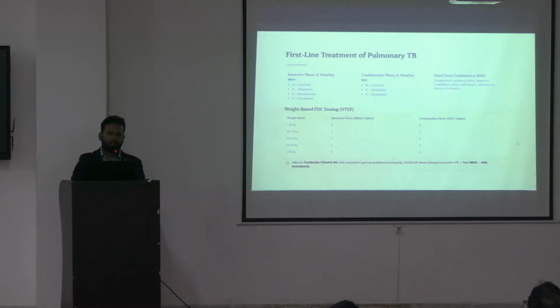We can remember it like 5, 10, 25, and 15. 5 mg per kg body weight for isoniazid, for rifampicin 10 mg per kg body weight, for pyrazinamide 25 mg per kg body weight, and for ethambutol 15 to 20. Mostly we do 15 mg per kg.